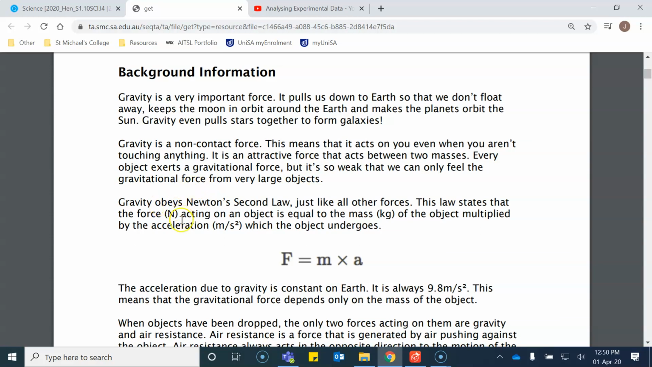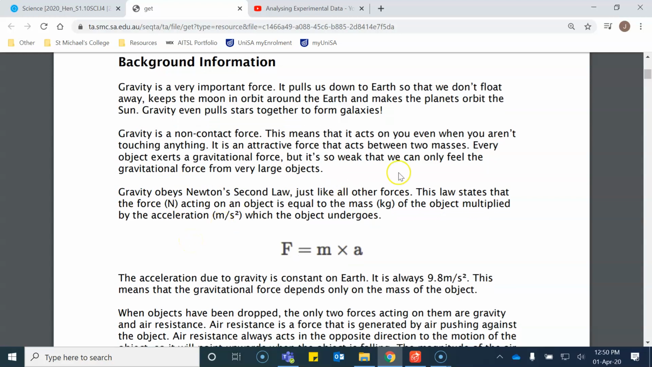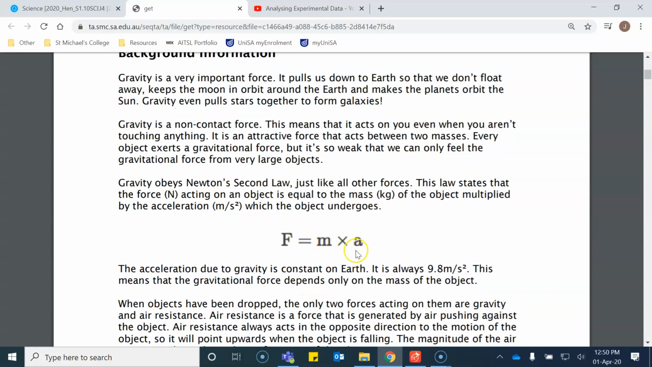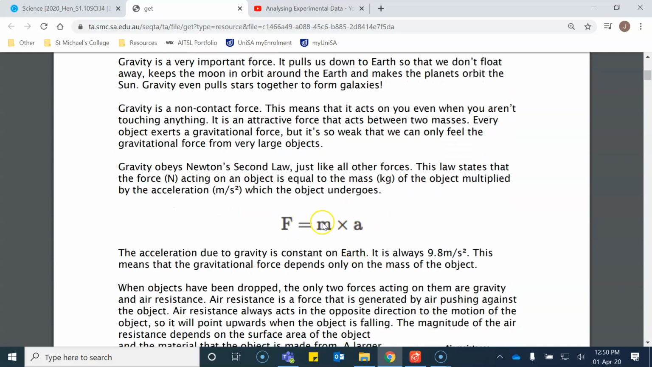So, gravity obeys Newton's second law, just like other forces. This law states that force is equal to mass times acceleration, and we've already spoken about this. The acceleration due to gravity on Earth is constant, and again, we've spoken about this value, 9.8 meters per second squared. So what does that mean? If I have an object and I drop it, it will accelerate towards the ground at 9.8 meters per second squared. Now that's on the assumption that there's no what?